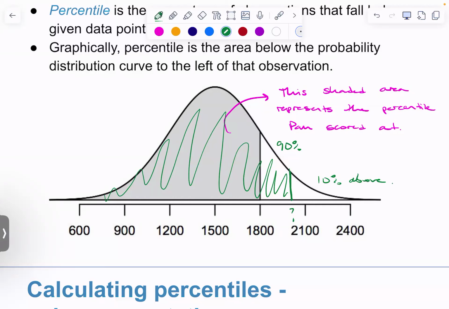So those are the two different types of questions that we're going to work towards solving. Notice that here I have a score and I want to find what percentile she was at, versus I force a percentile and I want to figure out what score makes that happen.